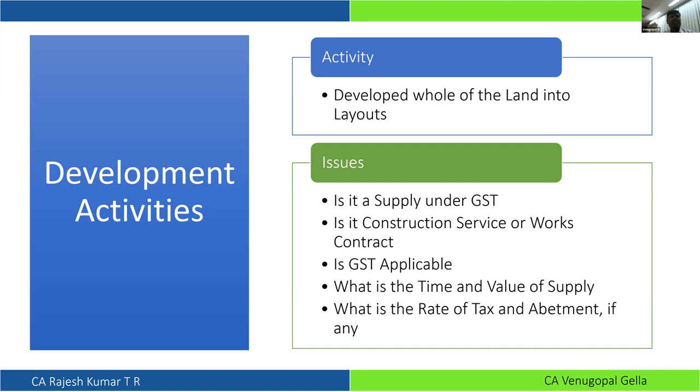Again, HSN 9954. If you get into the subcode, there's a detailed layout site formation. We have a detailed entry. So he is undertaking the construction service of developing the layout. GST is applicable very much. What is the time and value of supply? This being a continuous supply as envisaged under the continuous supply of services, the supply can be timed as and when the supply is being provided.